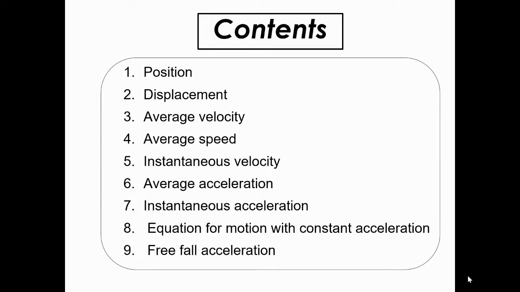What are the contents we are going to discuss today? These are all the contents. Position: you are going to get some information about what is position, what is displacement, what is average velocity, what is average speed, instantaneous velocity, average acceleration, instantaneous acceleration, and the 8th point is very, very important. This equation is very important for solving many problems in Physics 1. In this 8th point, equations for motion with constant acceleration, we are going to study 5 equations. With the help of these 5 equations, we are going to solve many problems.